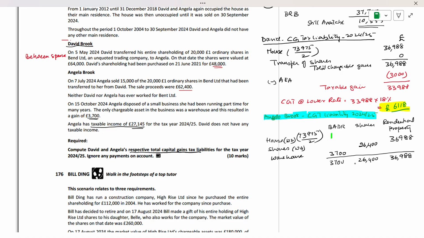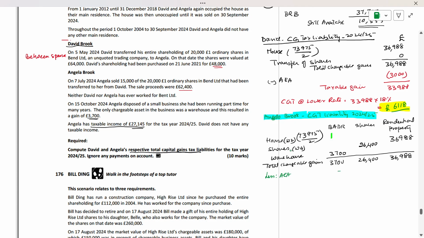Okay, this is total chargeable gains. Actually, this one we have to do like this, sir. We have to do it in the format where it is qualifying and not qualifying. Okay, next time we'll do it like that. Yes, sir. Okay, total chargeable gains. Next, less AEA.